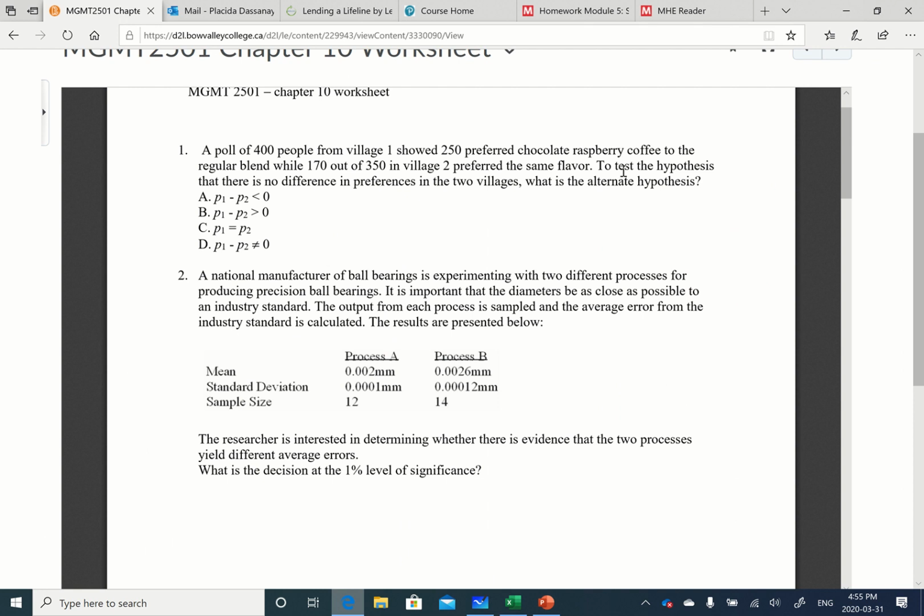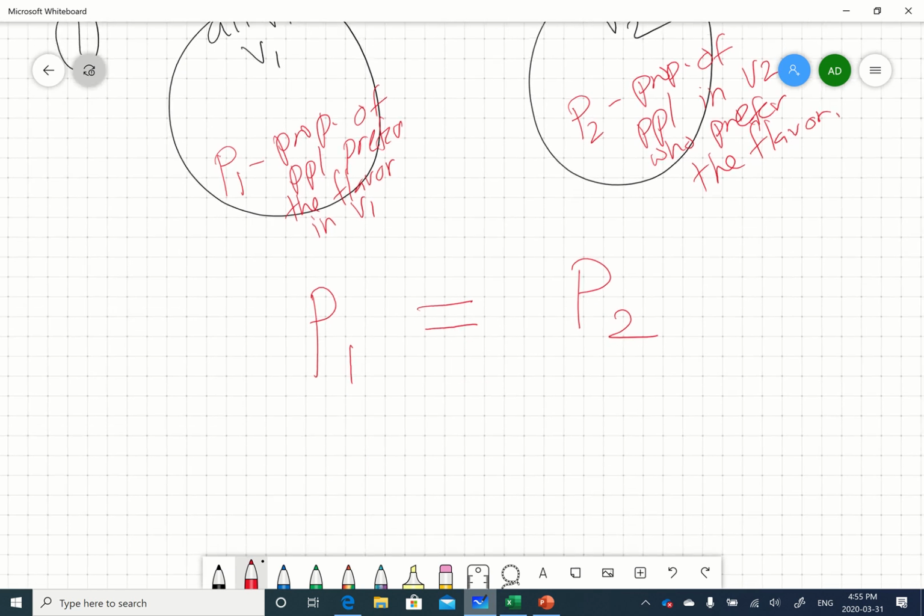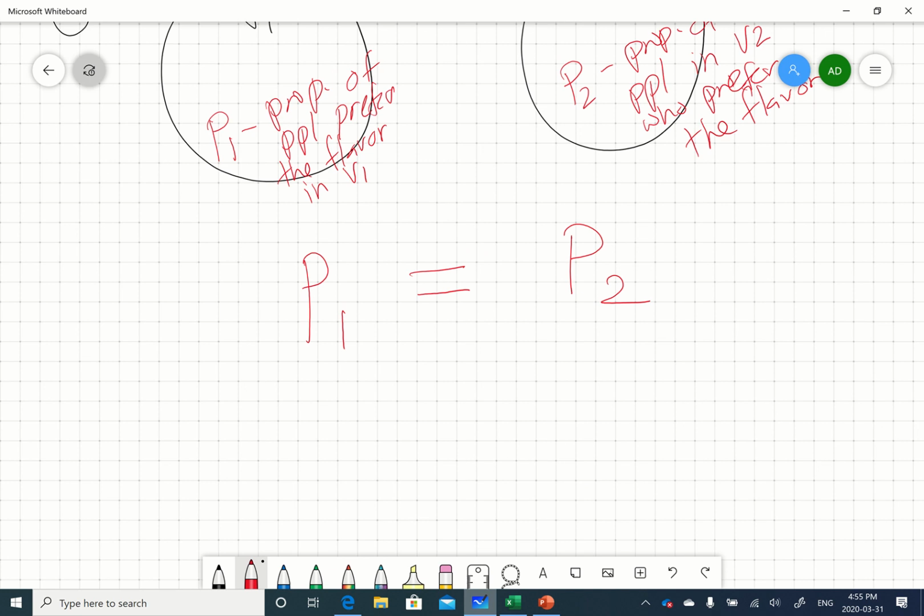So it says to test the hypothesis that there is no difference. No difference. That means they are the same. This is what they want to test, right? And now classify it. So you need to classify. Is this an alternative? Is this a null? So always if you have the equal sign, it's a null. So this is H naught.